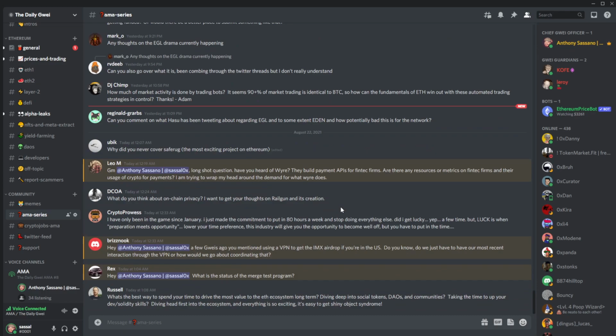Rexia, what is the status of the merge test program? The merge in terms of test nets, there was a couple of what are technically called dev nets, because they're just developers that access them. They're not public test nets.